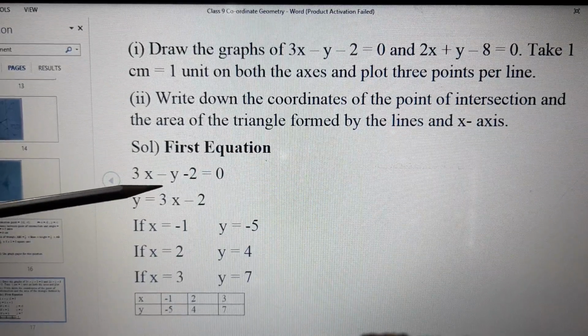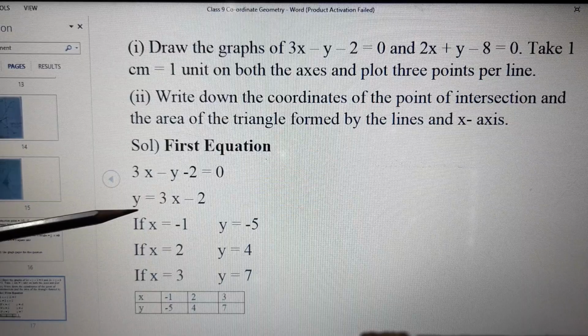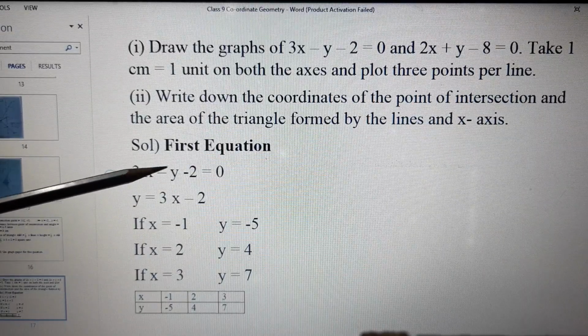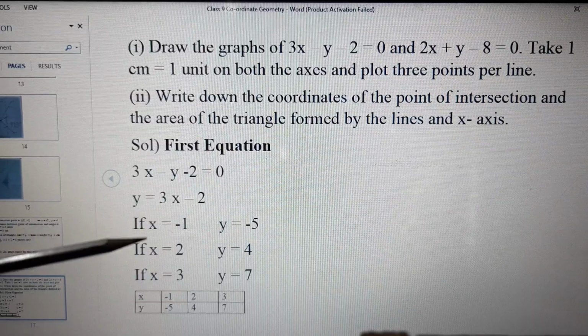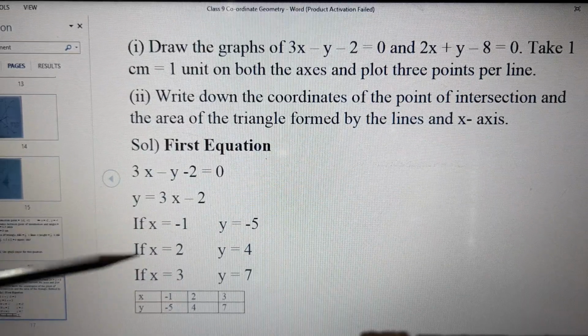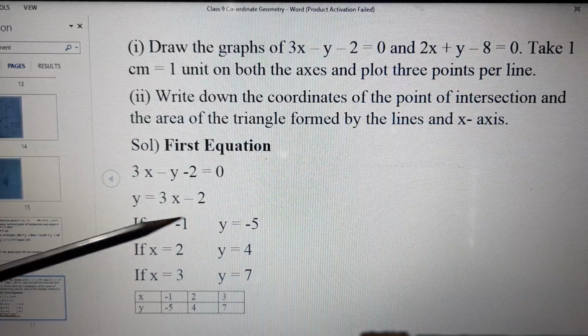We have taken the first equation. Make y the subject of the formula. Minus y, so y will be shifted here. It will be 3x minus 2. Assume 3 values of x and calculate values of y for those values of x.